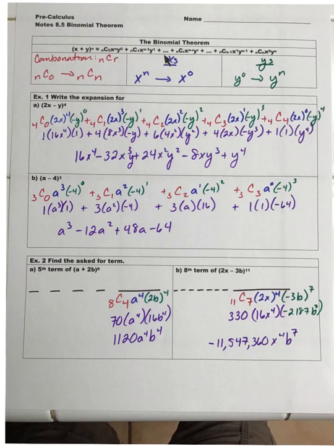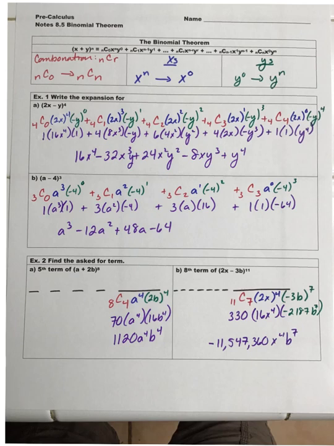Then the thing is to notice the x's. The exponents start high and end low. So the x's, or whatever's in the first spot, start as x to the n, and the last term ends with x to the 0. The y's, or what's in the second spot, notice go the opposite direction. They start low and end high. So they start with y to the 0 and end with y to the n. All right, so we're going to follow this pattern.